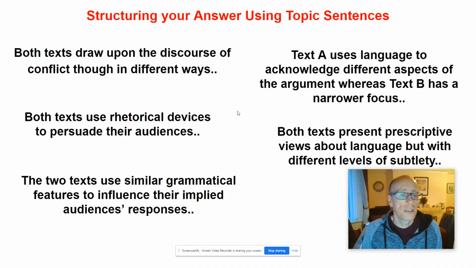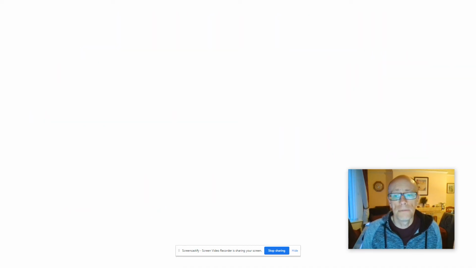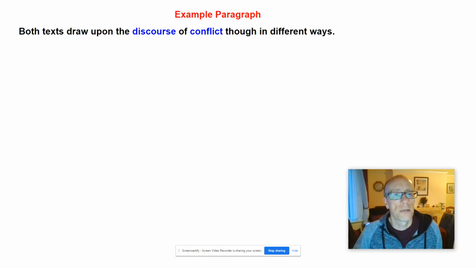So then you need to actually construct your essay. Now, what would a single paragraph on this look like? Let's give you an example. So both texts draw upon the discourse of conflict, though in different ways. There's our topic sentence. That's nice as a marker. I'm thinking, right, I'm just going to hear about the discourse of conflict all the way through this paragraph.